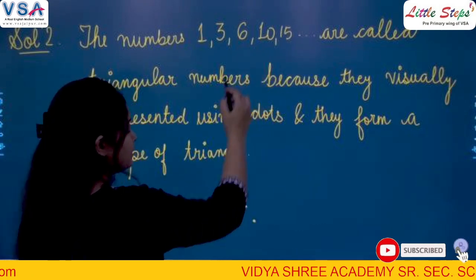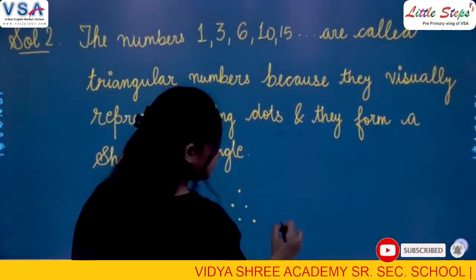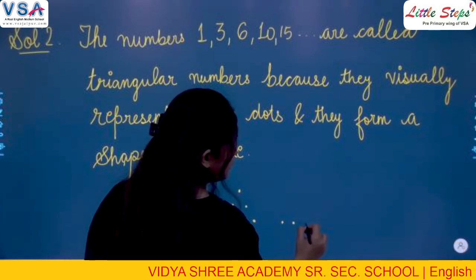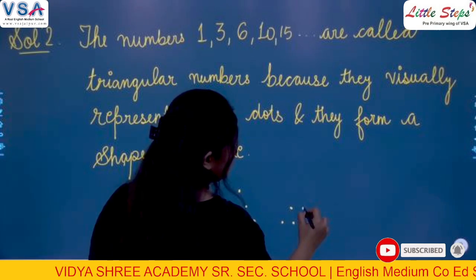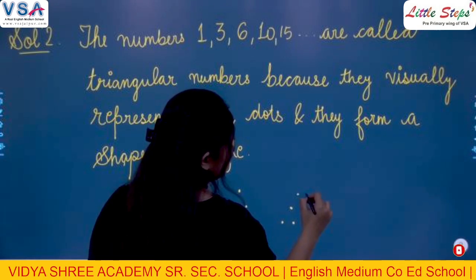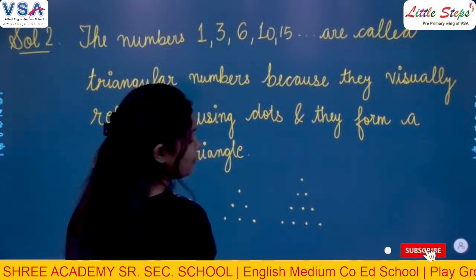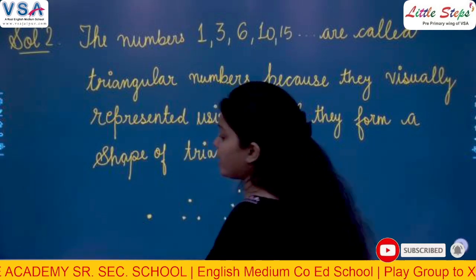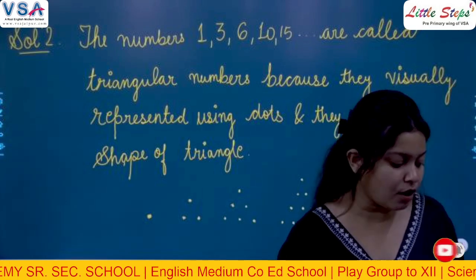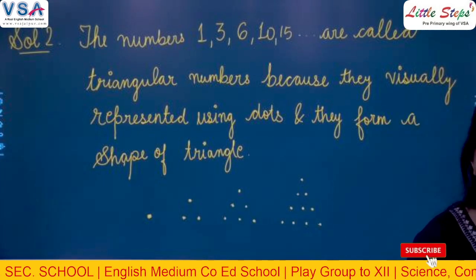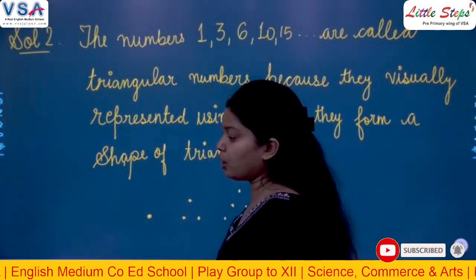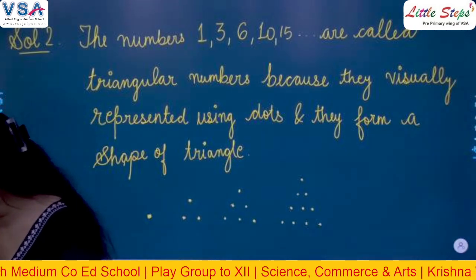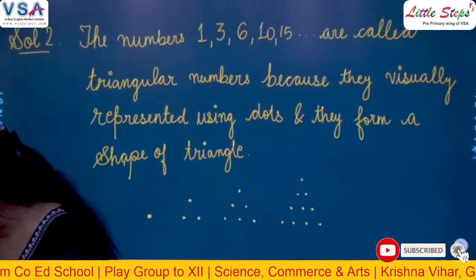Then we have 10. The base has 4 dots. This will again look like a triangle. So on. This is how we do this question. Yes, you have to do this question. Of course, these are dots. You have to draw them. Yes, you can use a pencil.